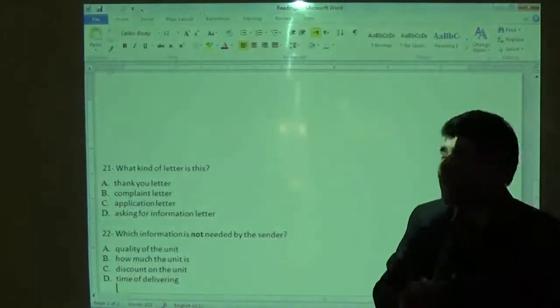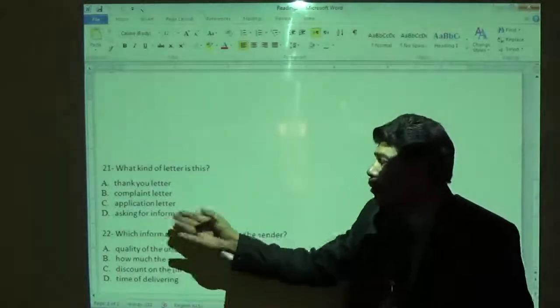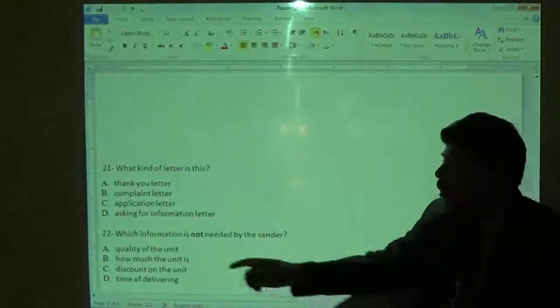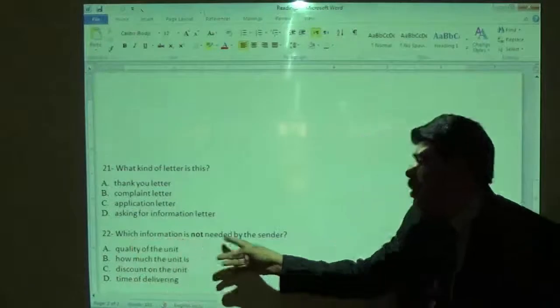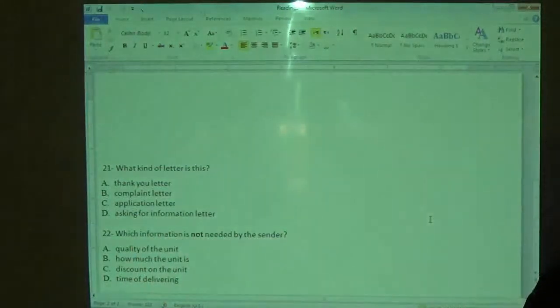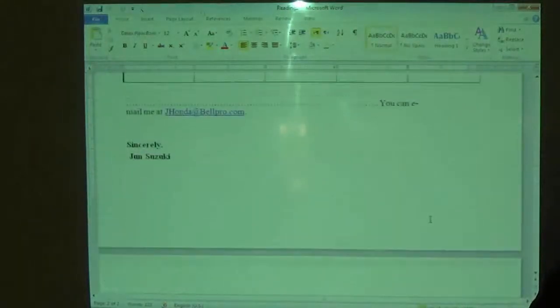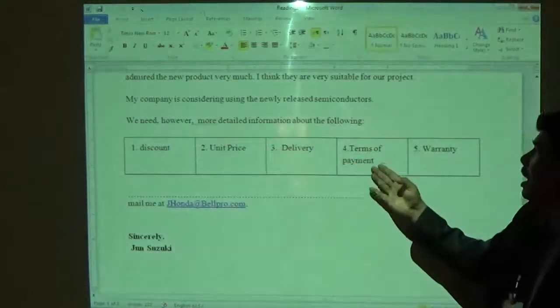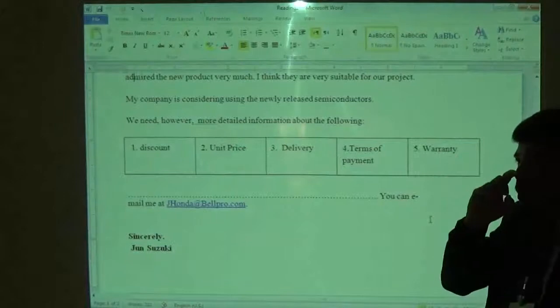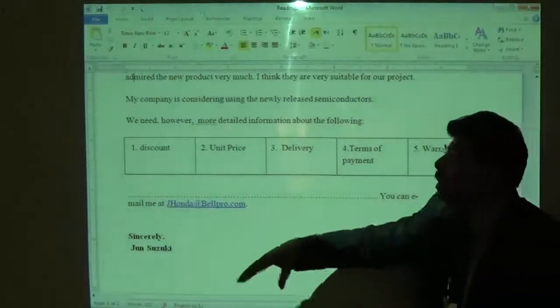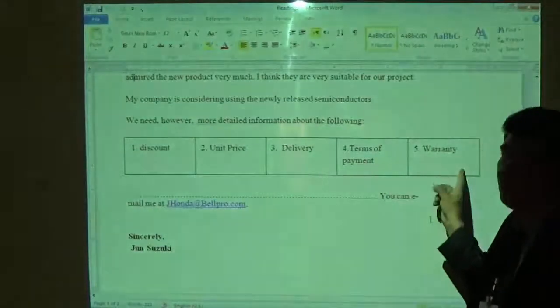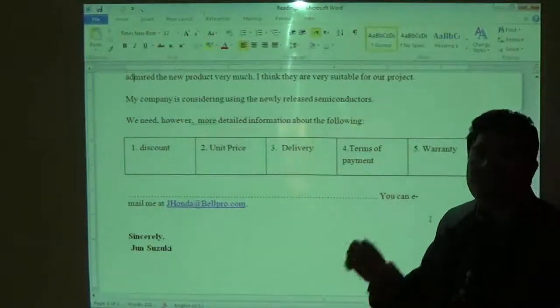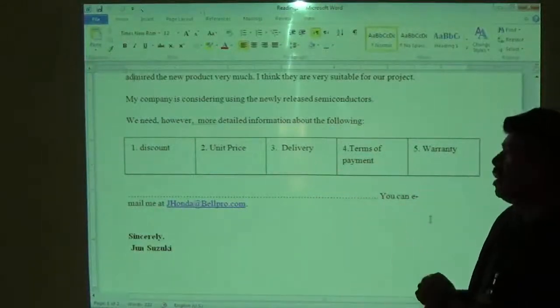He needs some information, so it's asking for an information letter. Also, we have questions like this: which information is not needed? If you go back to the table he is asking for, he needs the discount, the unit price, the delivery, the terms of payment, and the warranty. So the thing that's not needed means that it's not there in the table. He does not need that piece of information.